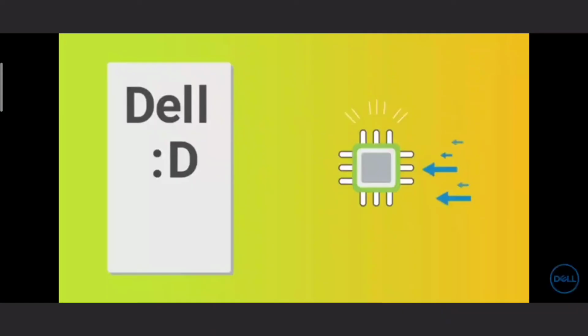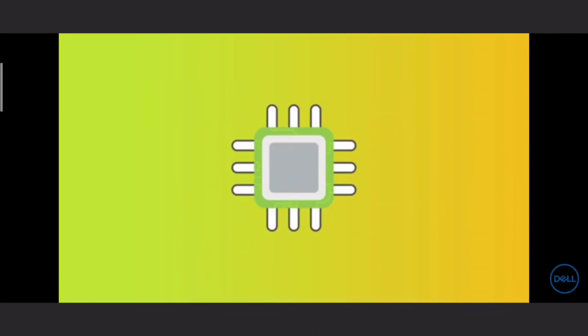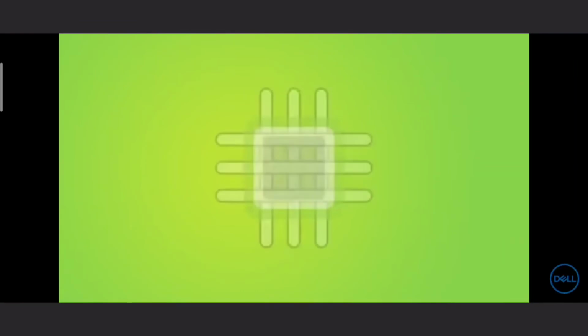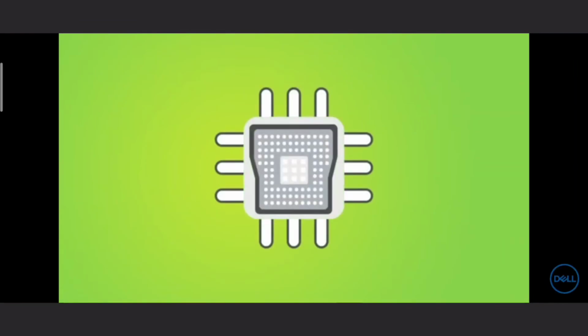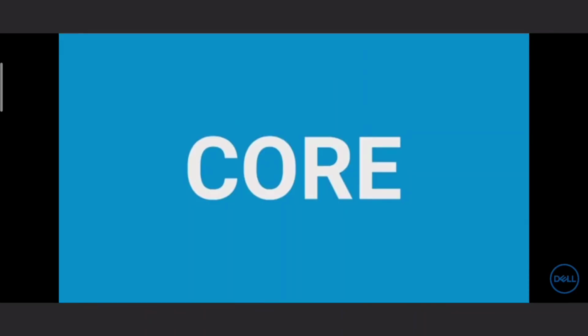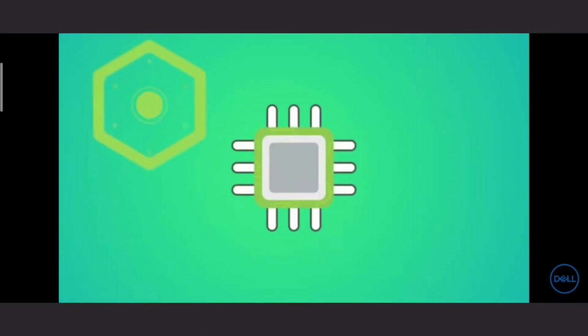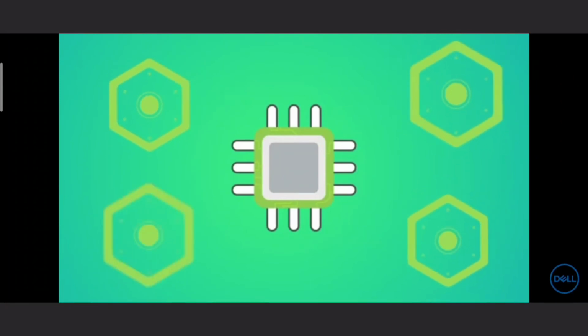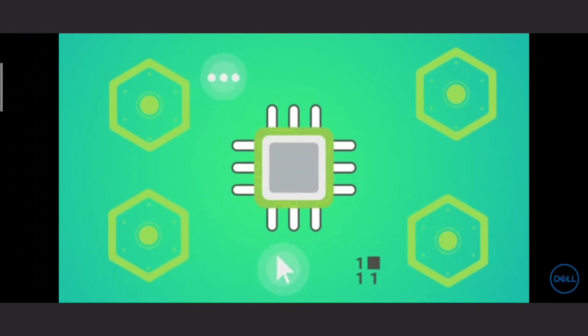But every processor contains several important features. Here are the main ones. The socket. The socket is a type of physical connection between the processor and the motherboard, and it is responsible for transmitting energy to the processor. The core. The cores are responsible for the processing speed. The more cores a processor has, the more functions it can execute simultaneously without overloading your system.